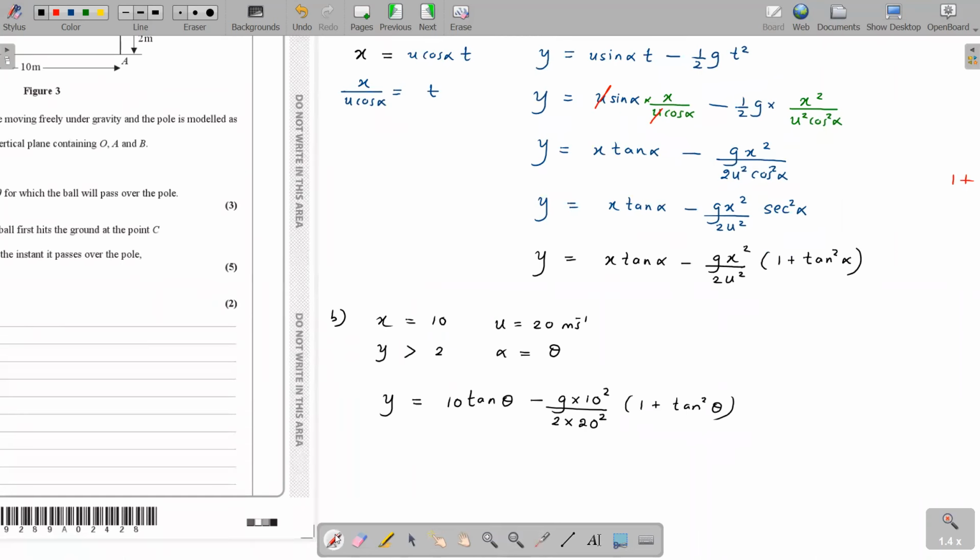I think you can see we end up getting a quadratic equation. Let's get y equals. I'll input the y value at the end because y needs to be bigger than 2. Let's get it: 10 tan theta. Can you all fix the value here? 10 square over 2 into 20 square. How much is it?